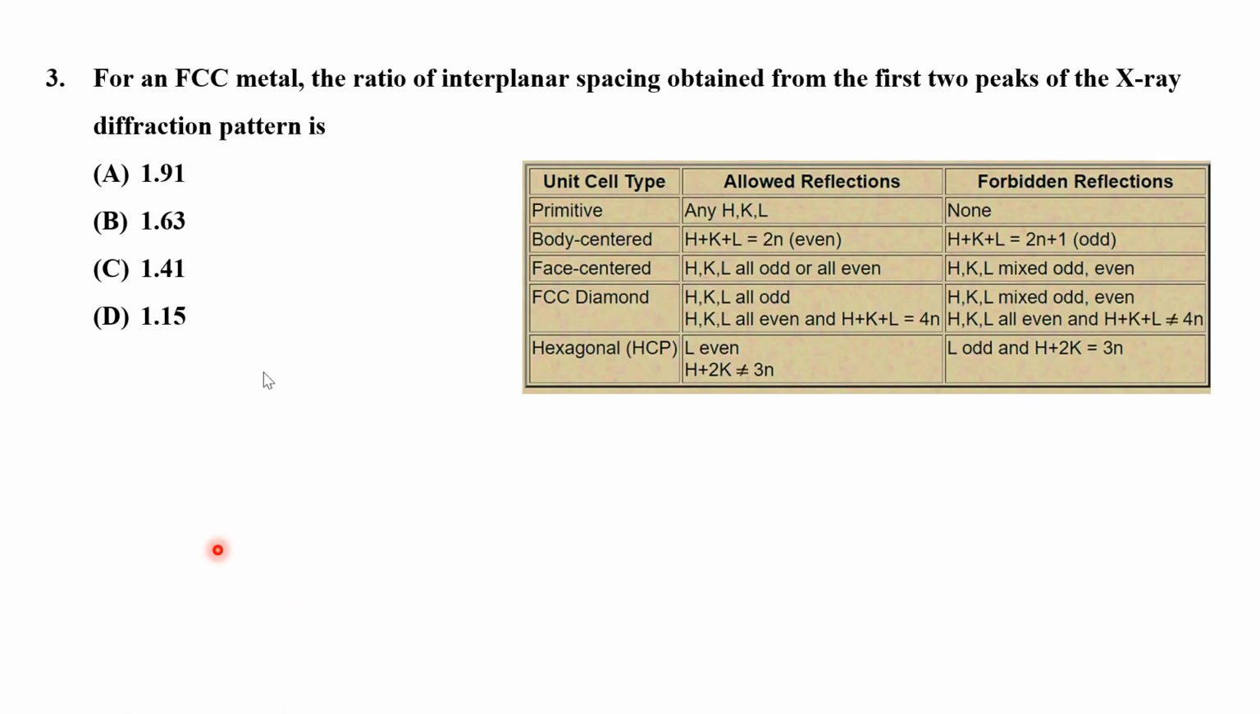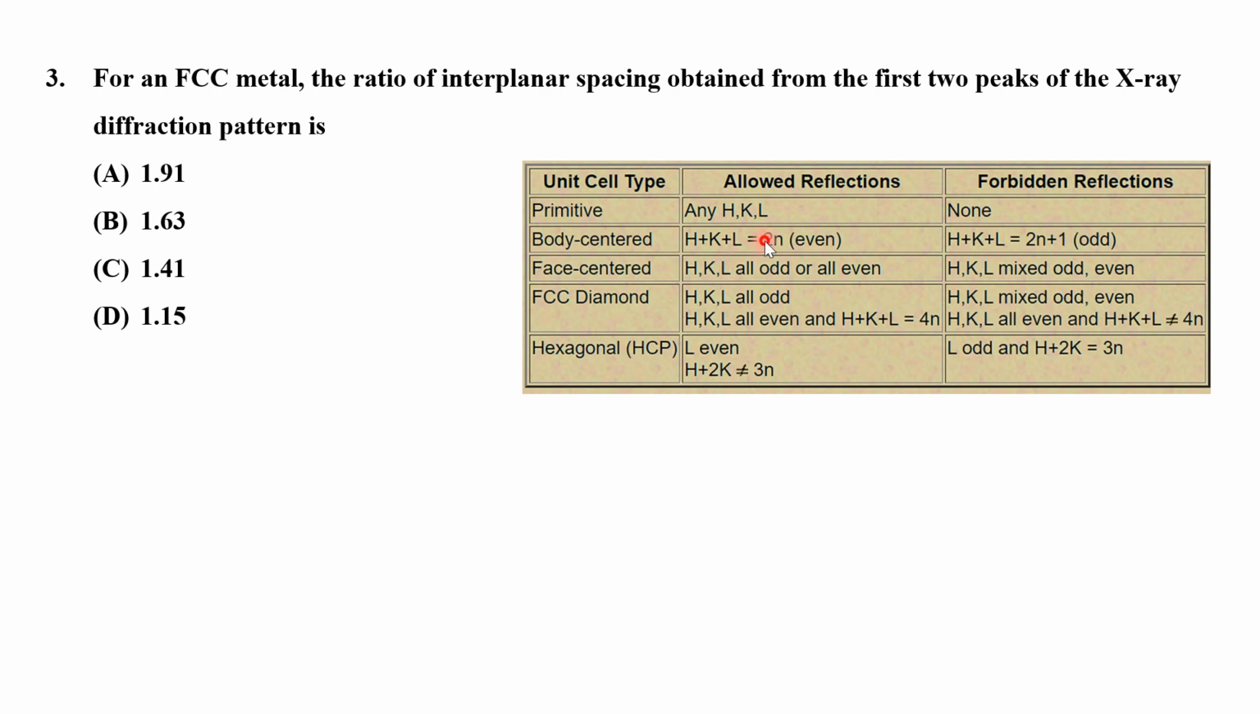So next is, for an FCC metal, the ratio of interplanar spacing obtained from the first two peaks of the X-ray diffraction pattern is. In order to understand this question, we need to know what the extinction rules are. For every type of unit cell, we will have a set of allowed reflections and forbidden reflections. When we see an XRD pattern, it will have certain peaks, right? Corresponding to these peaks we will have HKL values, and here we can see that for a primitive or simple cubic unit cell, any combination of HKL is possible. If the material is body centered, the sum of HKL should be even.